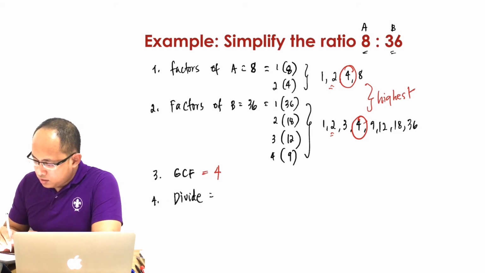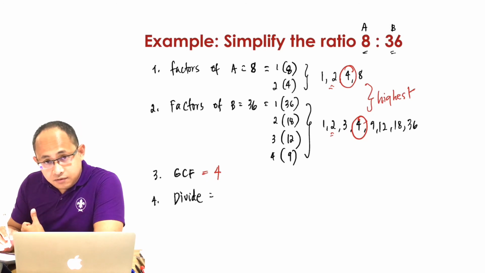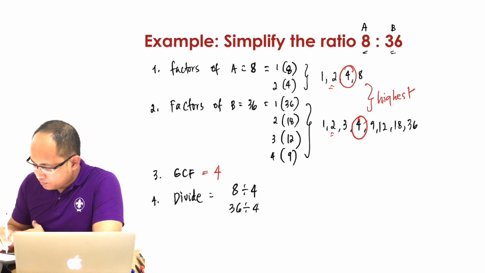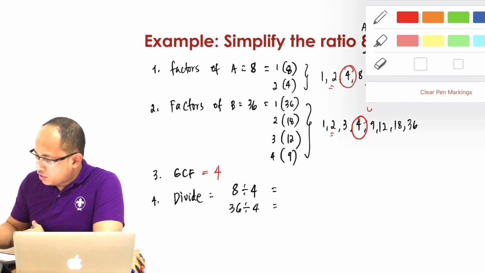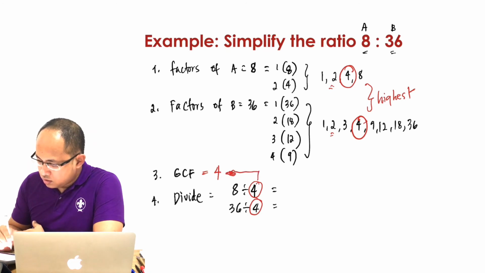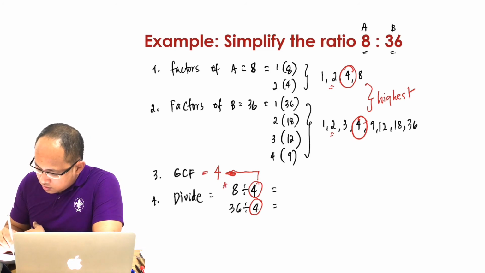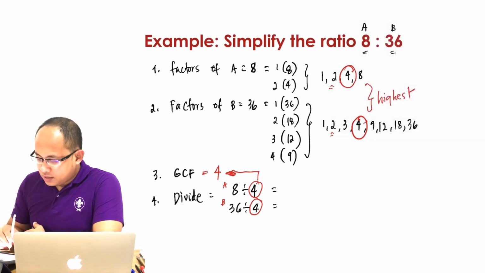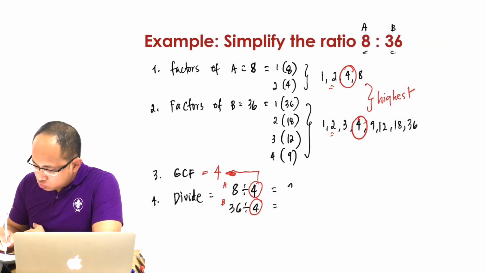So therefore, it would be A divided by GCF and B divided by GCF. So therefore, we have 8 divided by 4, and 36 divided by 4. Now, 4 here is our GCF, and 8 here is our A, and 36 here is our B. Now, we are going to simplify. 8 divided by 4 is equal to 2, then 36 divided by 4 is equal to 9.